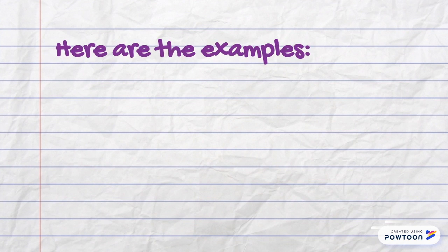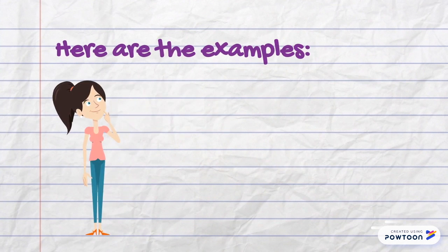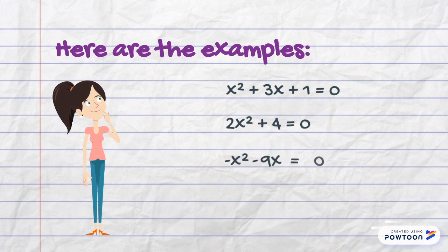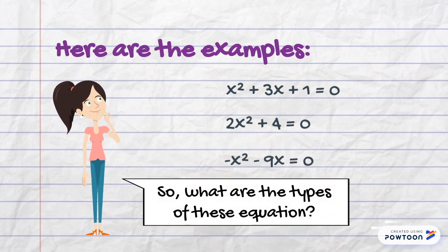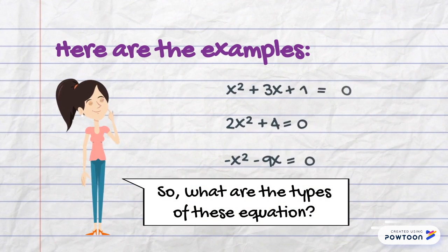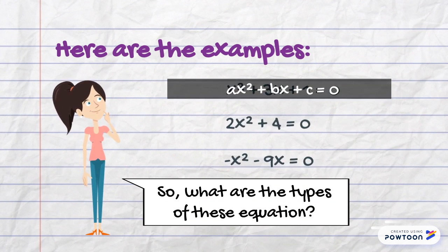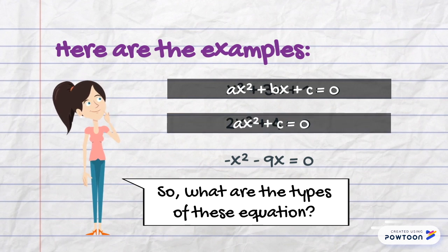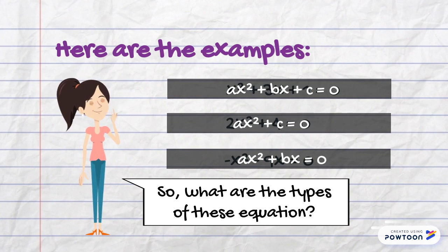Here are some examples. x squared plus 3x plus 1 equal to 0, 2x squared plus 4 equal to 0, and minus x squared minus yx equal to 0. So what are the types of these equations? The first one is standard form, the second one is no bx, and the third one is no c.